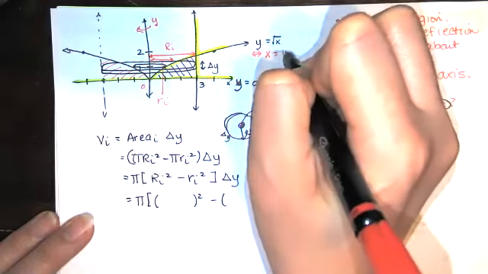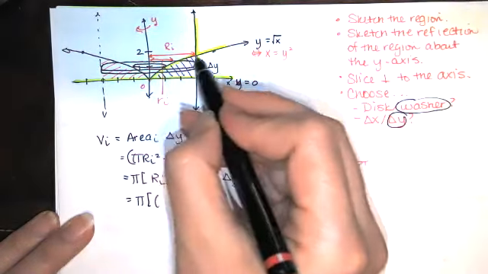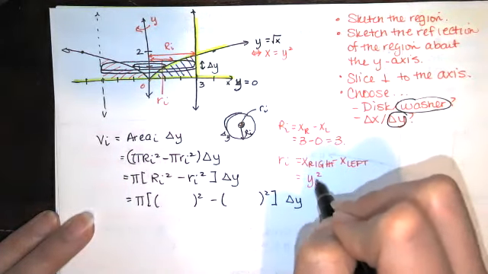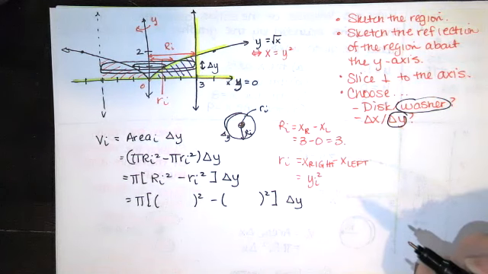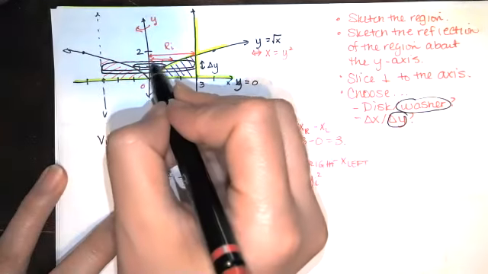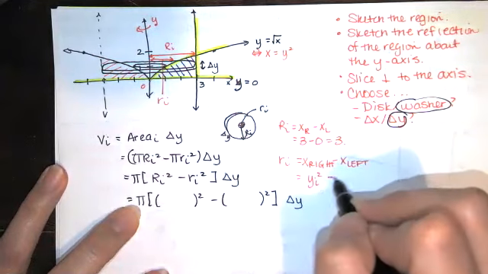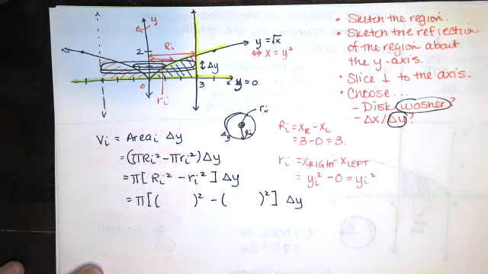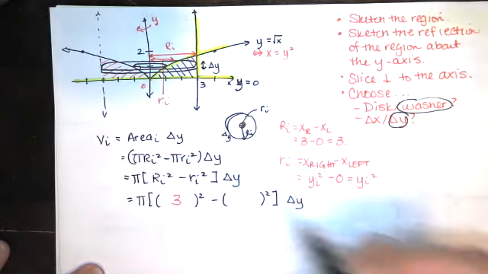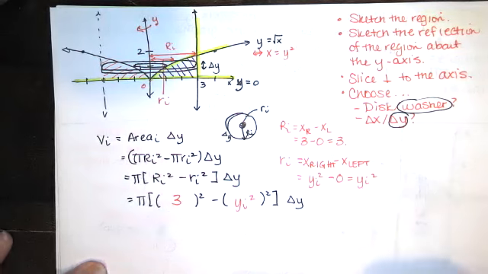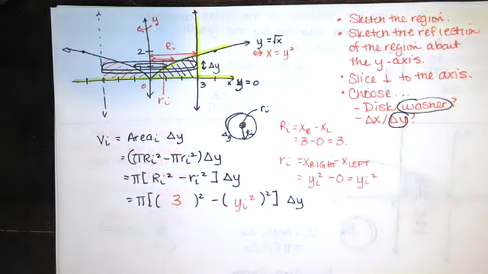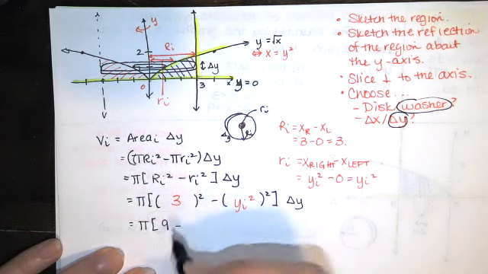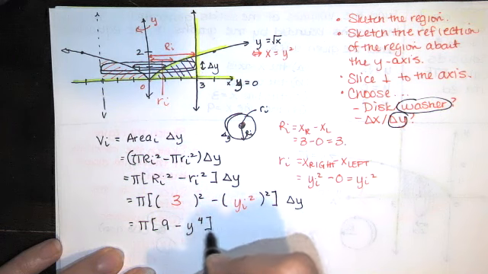Just solve this for x by squaring both sides. It turns out that x is equal to y squared when we're on that curve. So x on the right is y squared. We're talking about the ith disk, so I'll call that y sub i squared. And x on the left is x equals 0. We're on the y-axis. So our inner radius is y sub i squared. So the outer radius is 3, inner radius is y sub i squared. And so now we have, if we simplify, pi times 9 minus y squared squared, which is y to the 4th, times delta y.